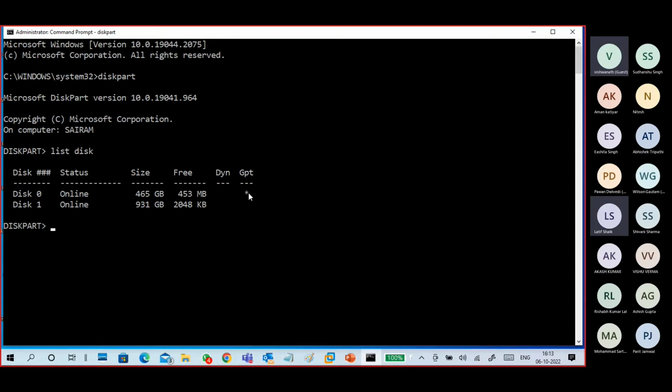Disk 0 is a GPT disk, there is a GPT star. Disk 1 has no star here, which means it's an MBR disk. Both are not dynamic disks.